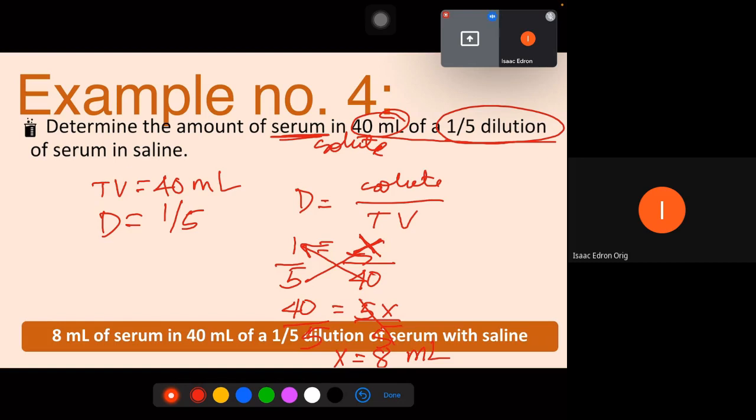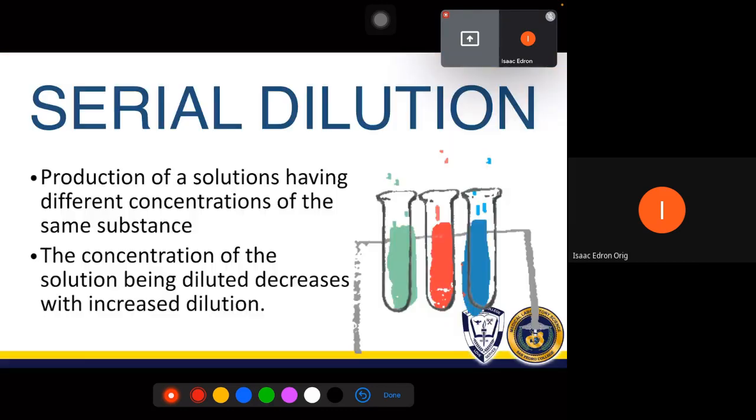Okay? So, gets nyo na guys, 8 ml ang nilagay sa 40 ml na solution. So, ilang saline ang nilagay natin? So, diba, 40 minus 8, so actually 32 ml of NSS ang nilagay natin. Okay? Para ma-bring up siya to 40 ml. Okay, so 8 plus 32, 40 ml. Okay, so done na tayo with simple dilution.